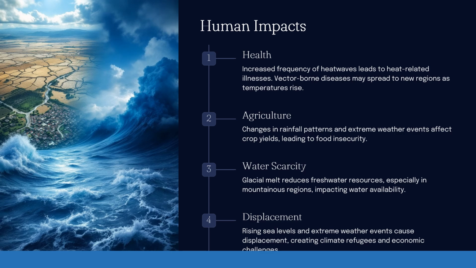Displacement. Rising sea levels and extreme weather events, such as hurricanes and floods, are causing people to be displaced from their homes. This creates climate refugees and leads to economic challenges as communities try to rebuild and adapt. These are just a few of the many ways that global warming is directly impacting people's lives.